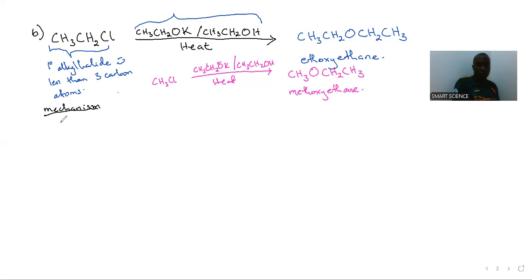you're going to realize that our potassium ethoxide has to ionize to give us an electron-rich species and potassium. Ionization here is complete. Then, since it is a primary alkyl halide, it cannot undergo self-ionization. So the steps have to occur concurrently.